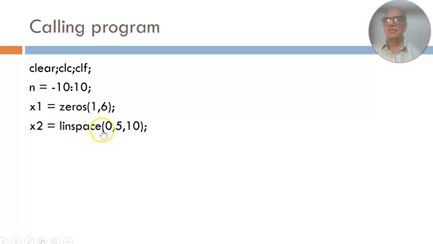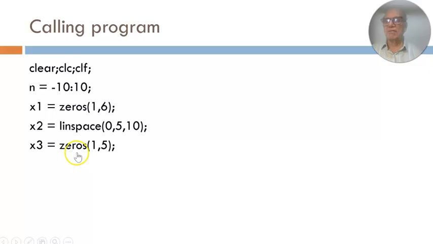The next one is linspace from 0 to 5. So it starts from 0 and increases linearly up to 5 amplitude. And how many such samples? Total number of samples are 10. So mind you, the first segment has 6 samples. The second segment has 10 samples. So now the third one must have 5 samples in order that the total is 21.